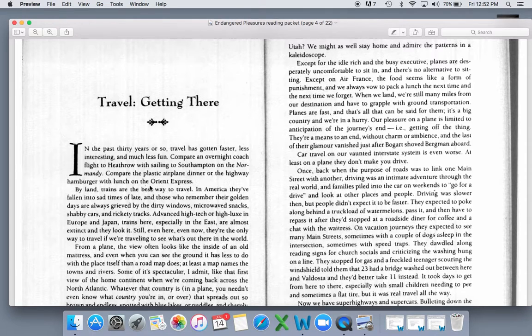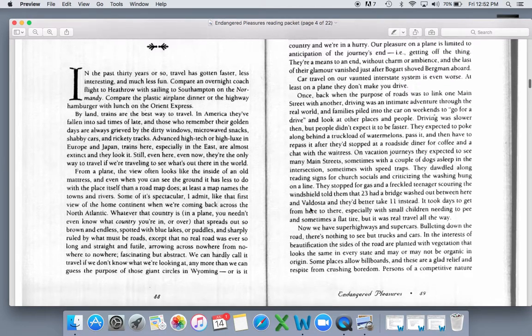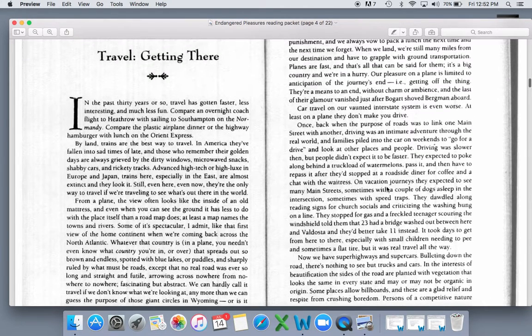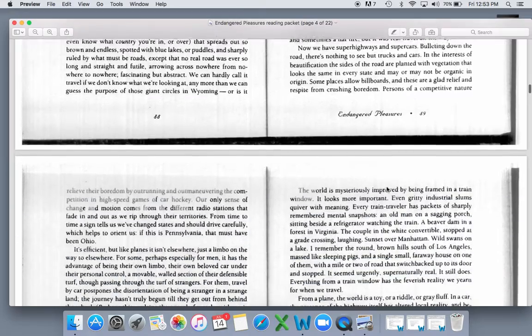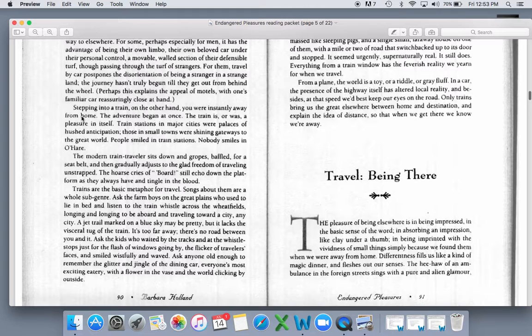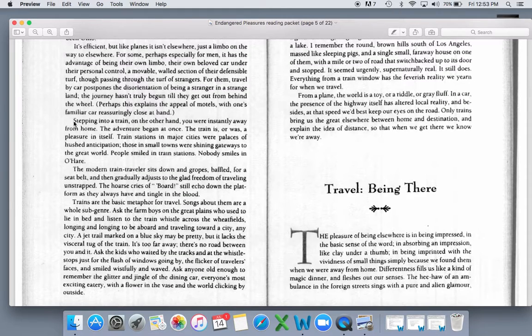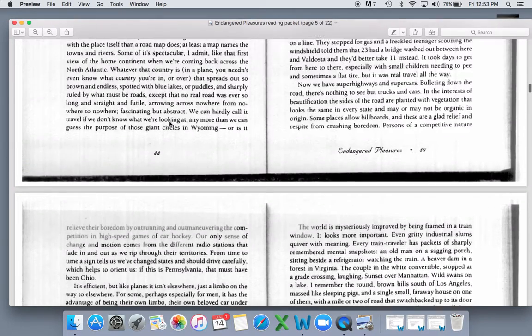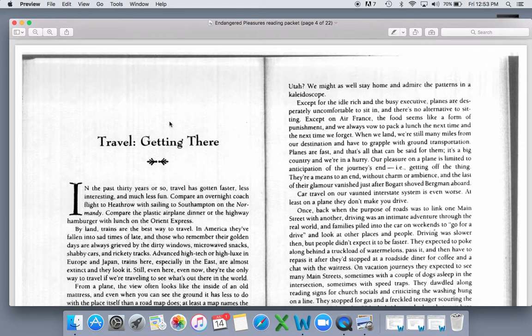Now, her essay starts here on page 88. Problem making goes through 88, goes through 89, and not until the middle of 90 when she says stepping into a train on the other hand, which is her transition out of the problem and into her focus on trains. This is the moment she changes, which shows us that 2.5 pages, again, have been simply problem making.